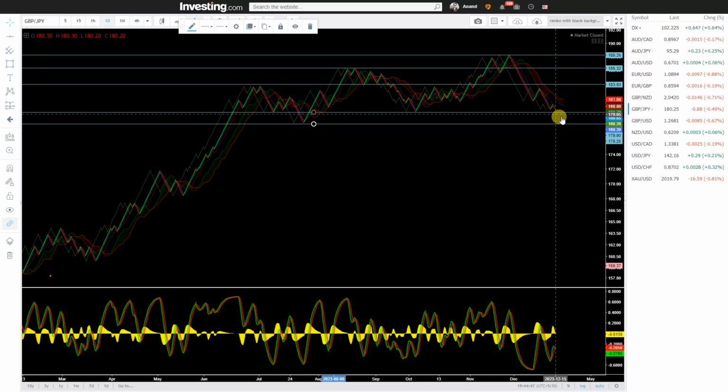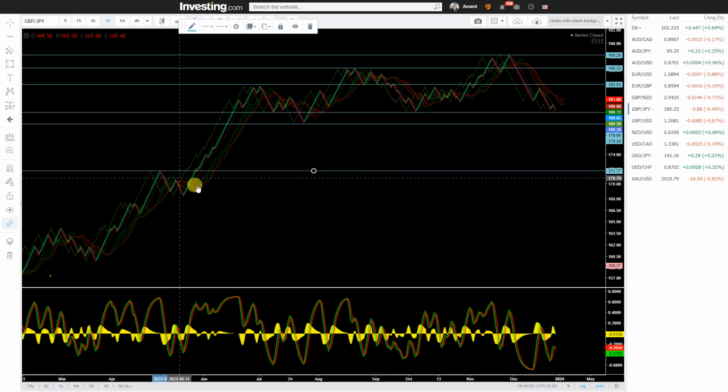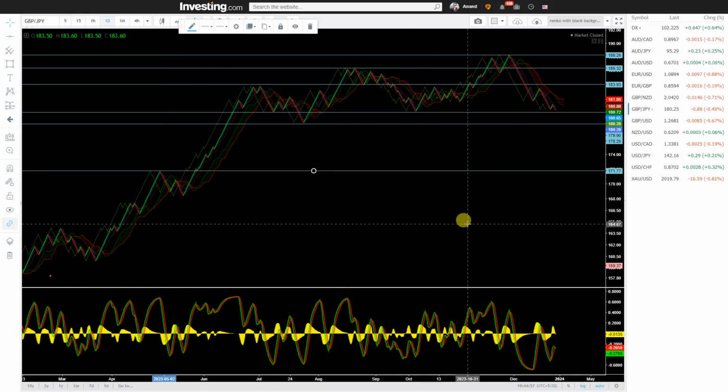Okay, if the market is successful in closing below the 178 level or 179 level, you can see a downfall in the market in the upcoming days. So the pound will get lower, and the USD pairs will go higher. Okay, so this is all about the Japanese pair analysis.